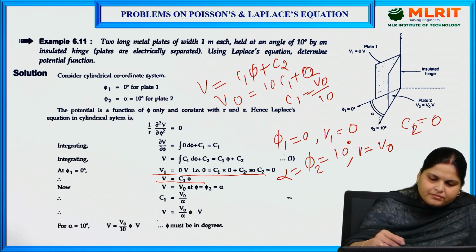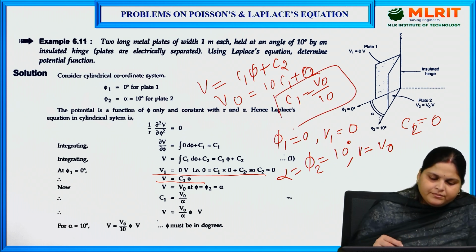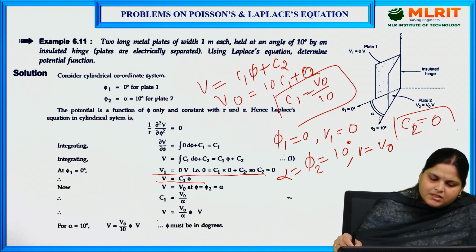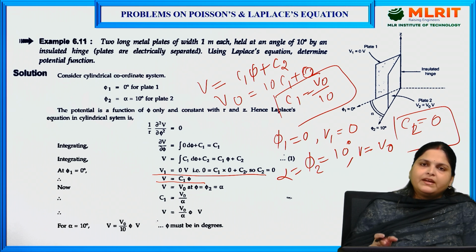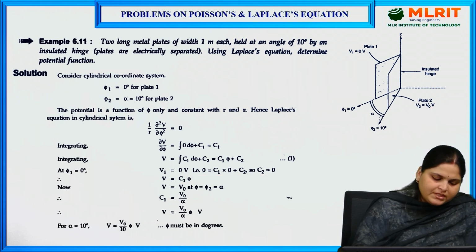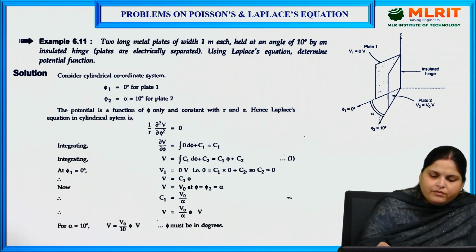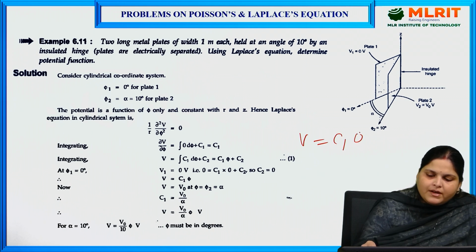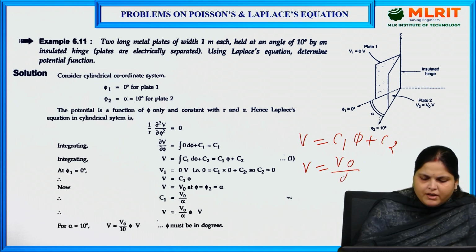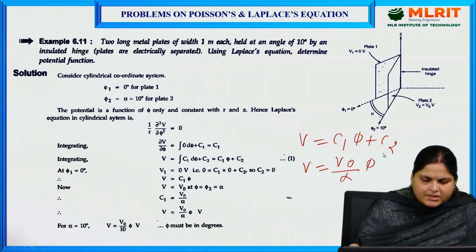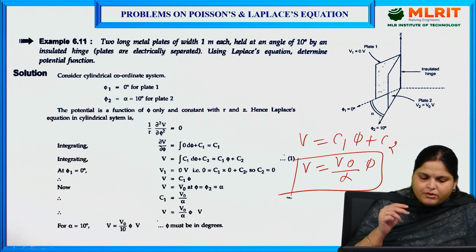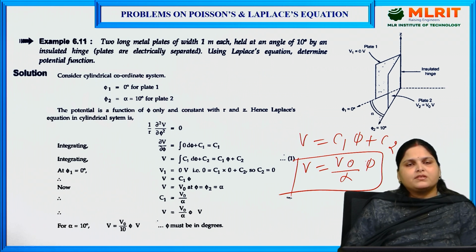And this is C1, and this is C2, right? So after getting C1 and C2, we can put both in this equation, which is V is equal to C1 phi plus C2. So V is equal to C1, which we have got as V naught upon phi or alpha, right? Phi plus C2 is 0, so this equation is V is equal to V naught upon alpha phi volts, right?